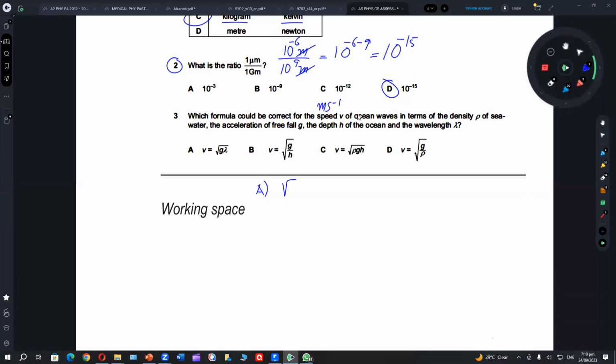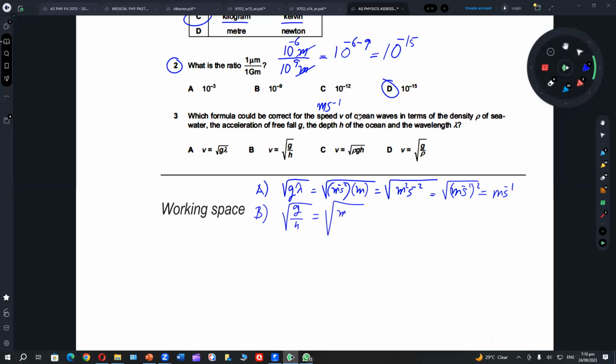If I simplify under root g into lambda, the unit for g is m s minus 2 into meter, and it is m square s minus 2. It is (m s minus 1) whole square. Root and square cancel out, m s minus 1. Luckily, our first answer is matching. But for practice, I want you people to check B. For practice, g upon h.